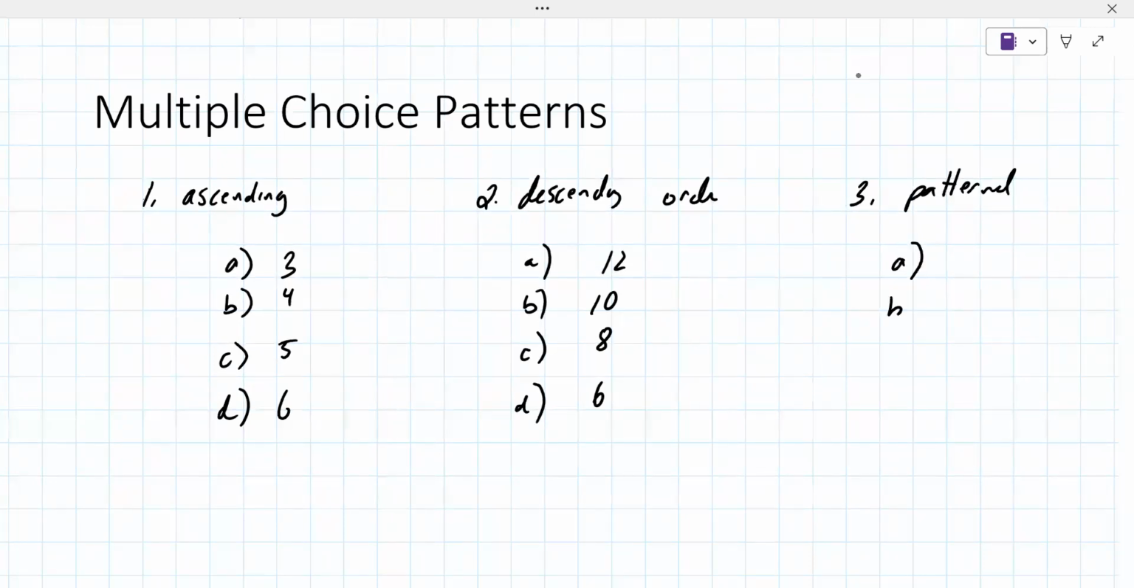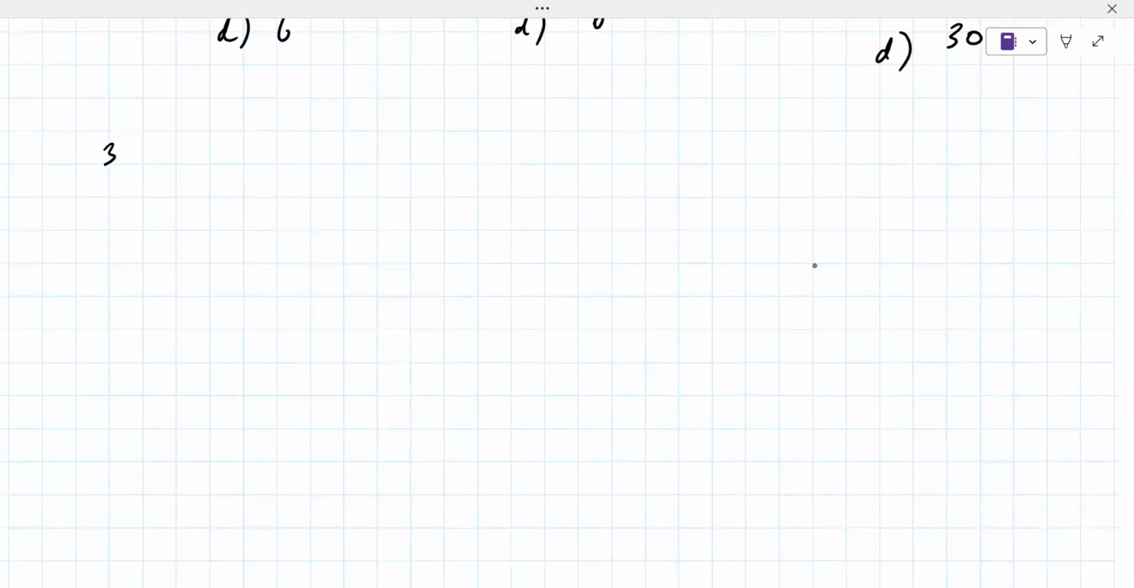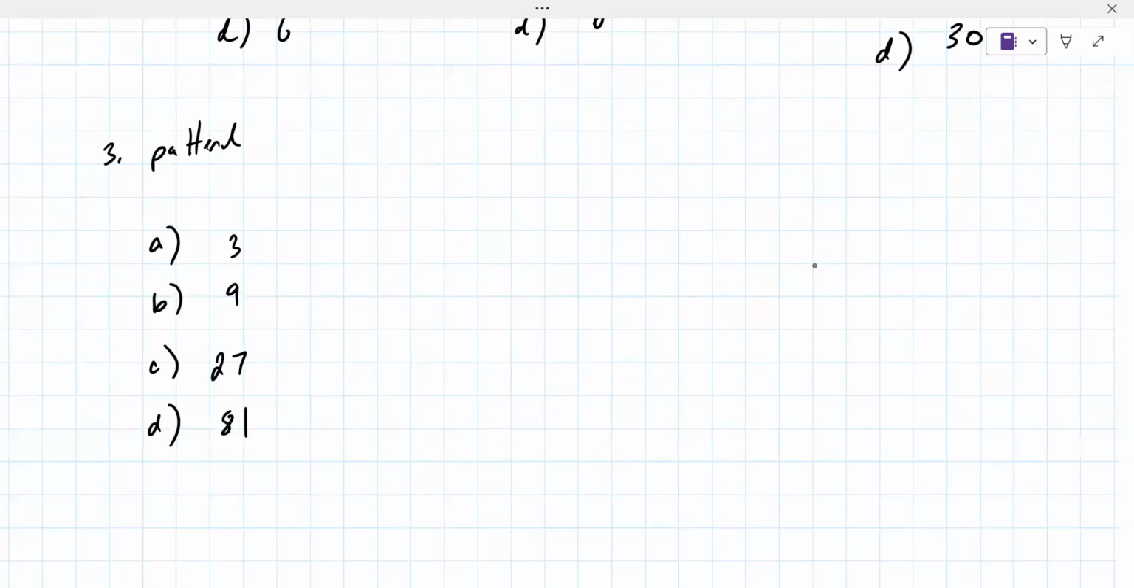Patterned answers come in a couple of different flavors. The most common one would be like 3, 30, 300, 3,000, something like that. Or 10, 100, 1,000, 10,000, and so on. The pattern answers can also take the form of powers. So it could be like 3, 9, 27, 81, something like that. Right. And then the most frustrating are what I call the engineered answers.